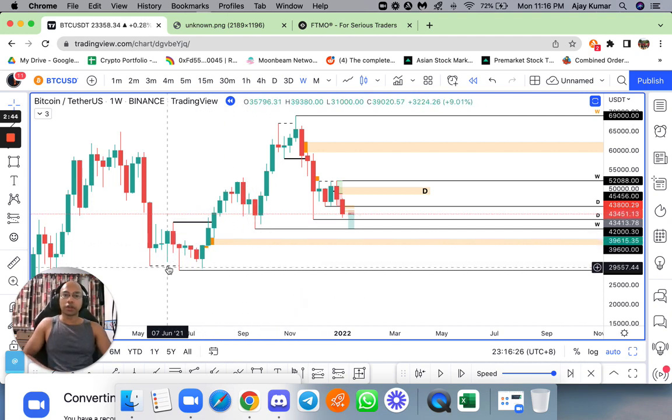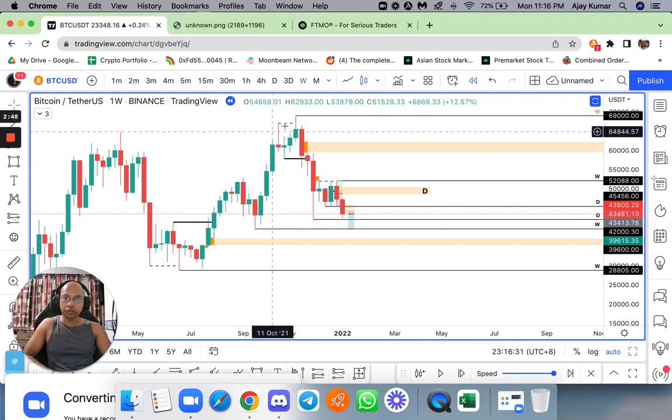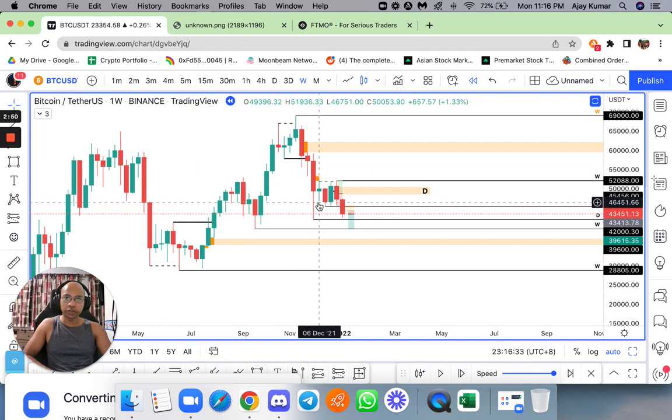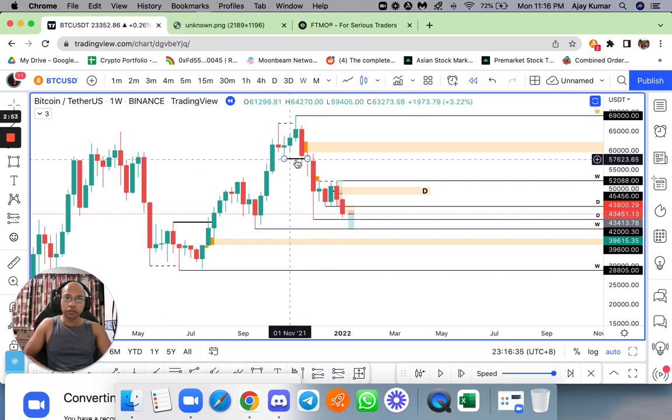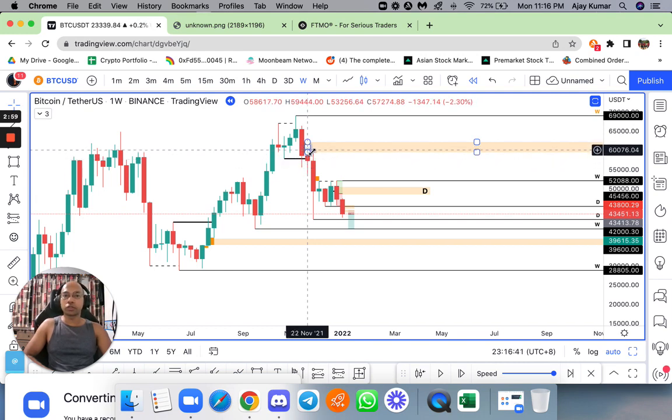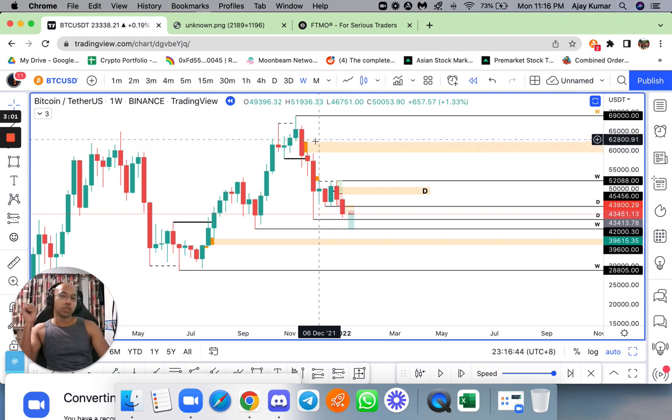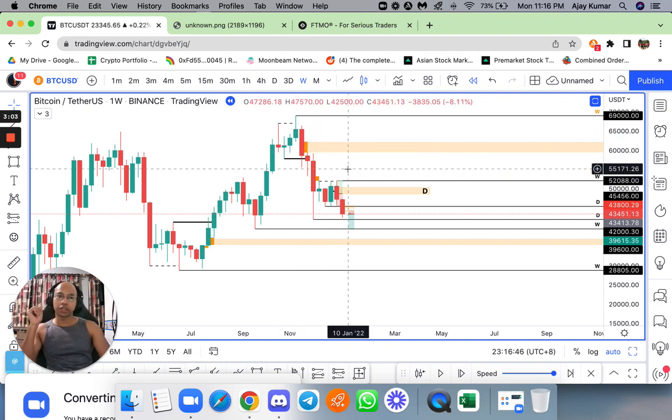We also mark out the market structure break. Like here, for example, this wick took out the liquidity and it immediately dumped. And here we can see the market structure break. We'll mark it out here. Once we do that on the weekly time frame, then we go on to the lower time frames to find our entries, right?